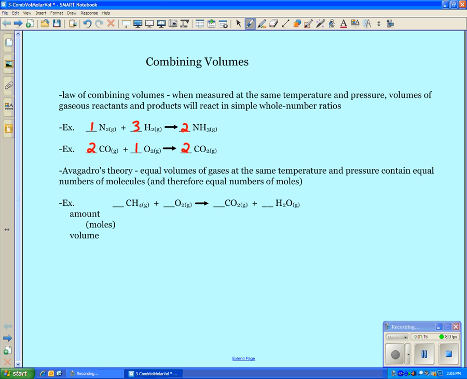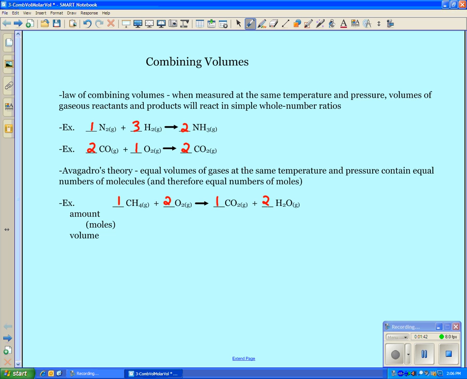Avogadro's theory says that equal volumes of gases at the same temperature and pressure contain equal numbers of molecules and therefore equal numbers of moles. So when we balance this reaction of methane, 1 carbon on both sides, 4 hydrogen on the left, so a 2 in front of the water. Now we have 4 oxygen on the right, so a 2 in front of the O2.